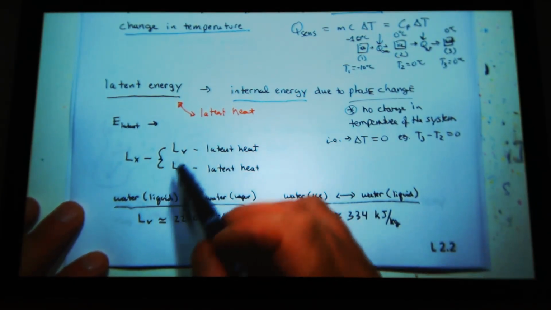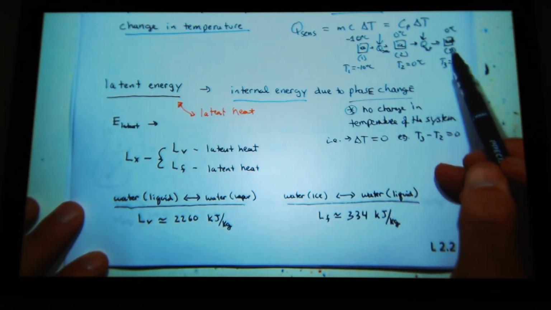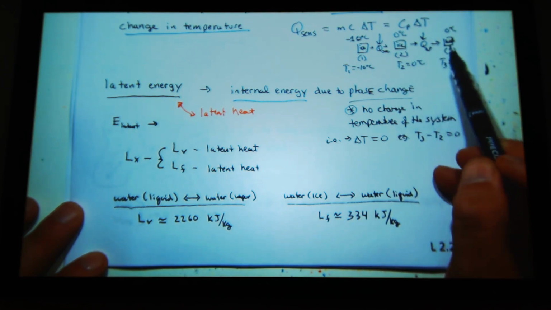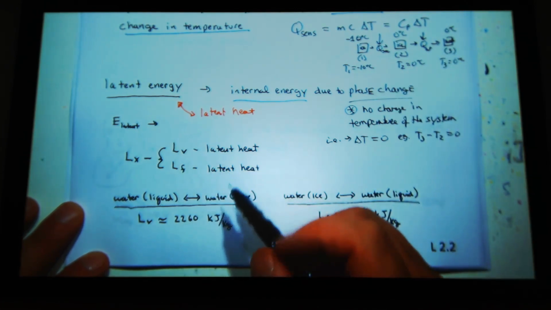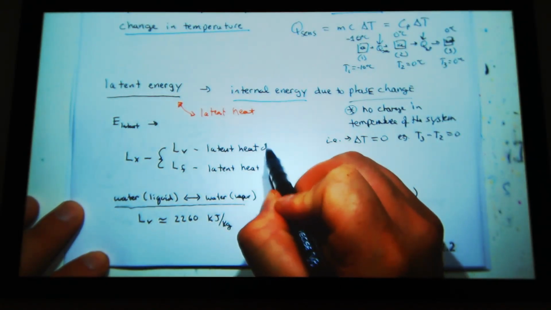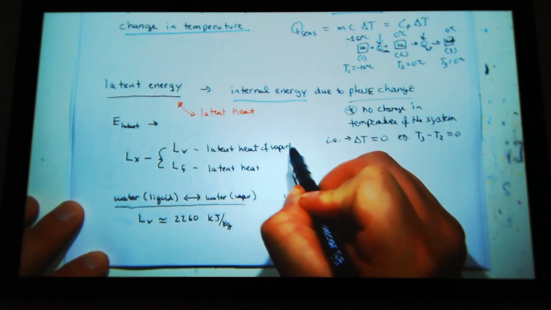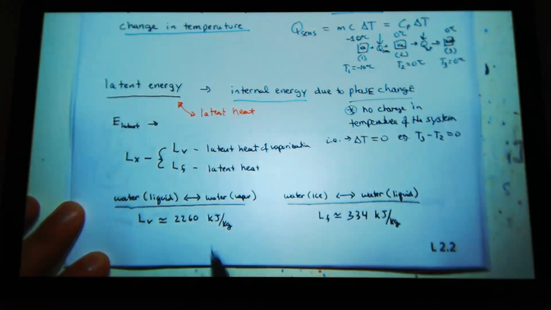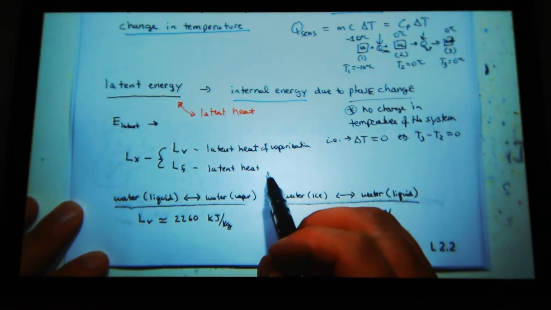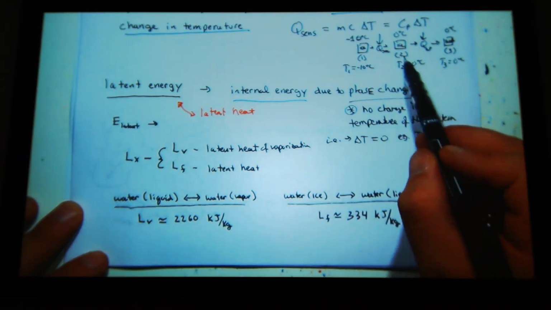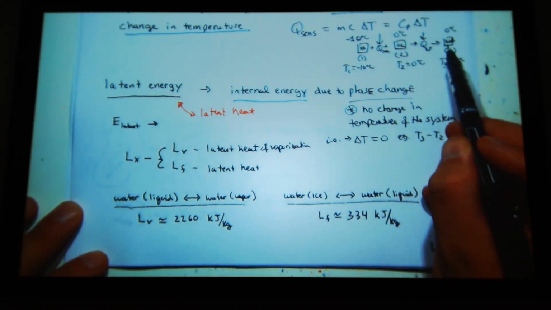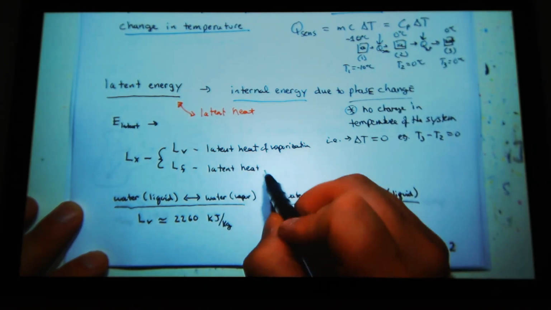So latent heat, there's two. I can go from liquid to ice and ice back to liquid, right? And so that's the latent heat of vaporization. And then I can have latent heat of fusion. Well, actually, this was fusion, sorry. So ice to water, water to ice is latent heat of fusion.